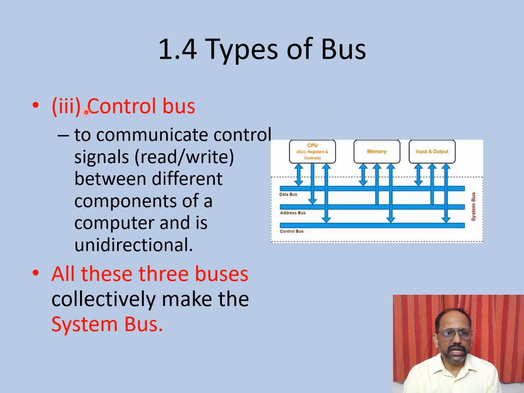What is a control bus? The control bus is used to communicate control signals like read or write between different components of the computer, and it is also unidirectional. Unidirectional means the data moves in one direction only. All the three buses collectively make the system bus, as I explained earlier. Now, let me take a very simple example and explain the uses or the functions of the data bus, address bus, and the control bus.